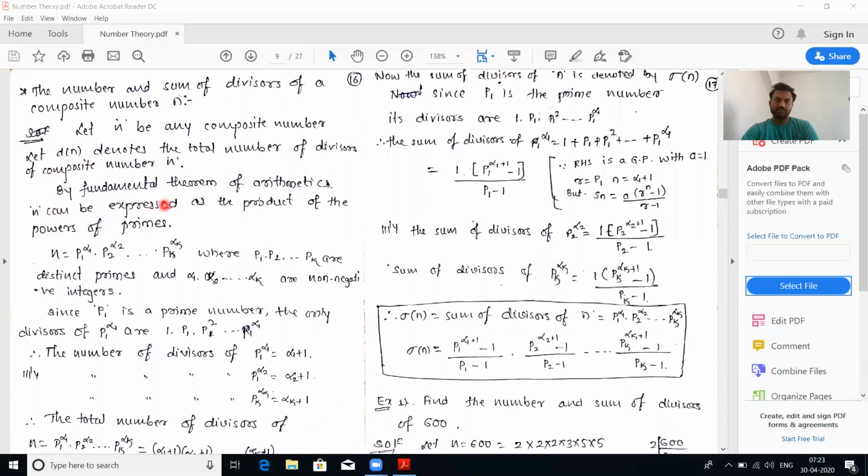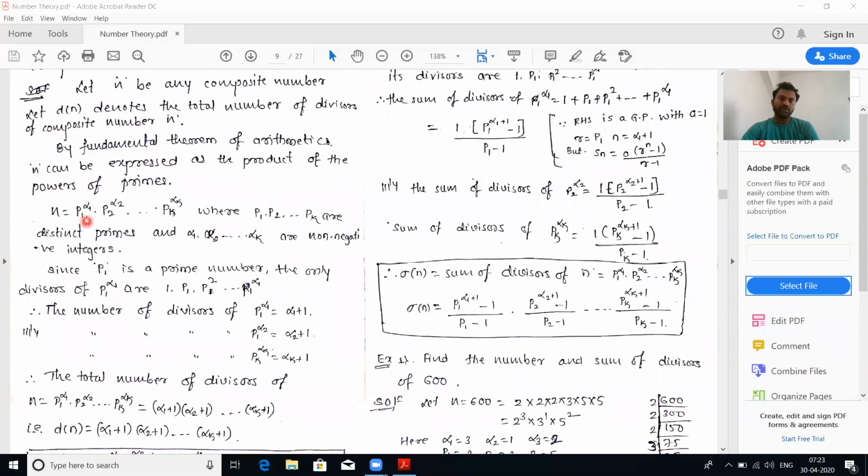Then we know that by the fundamental theorem of arithmetic, n can be expressed as a product of primes, and those primes we have taken as n equal to p1 raised to alpha 1, p2 raised to alpha 2, and so on up to pk raised to alpha k, where p1 to pk are distinct primes and alpha 1, alpha 2, alpha k are non-negative integers.